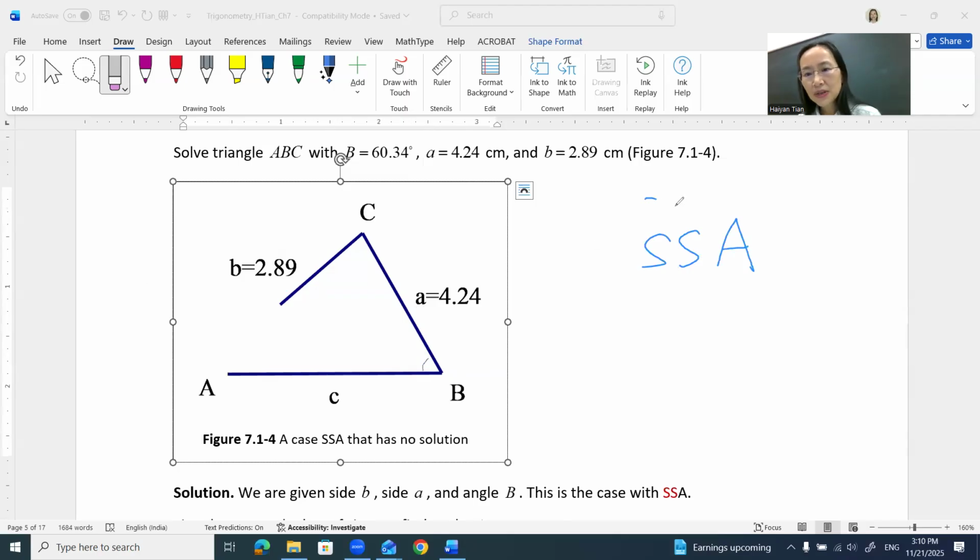So this side angle case is called ambiguous. That means sometimes you have zero solutions, sometimes you have only one solution, sometimes you have even two solutions. So depending on the situation, it's not always guaranteed you can find a unique solution. That's why the side angle case is called the ambiguous case.